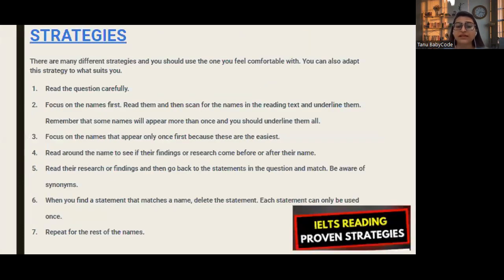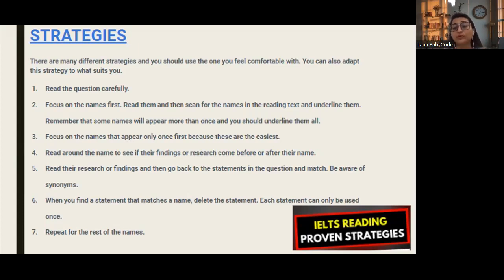Okay. Let's talk about some strategies also. There are different strategies every person uses, but I would say that the one you are comfortable with, always adopt that strategy. Okay. So I'm going to talk about 7 strategies today. The 7 strategies are on my screen.